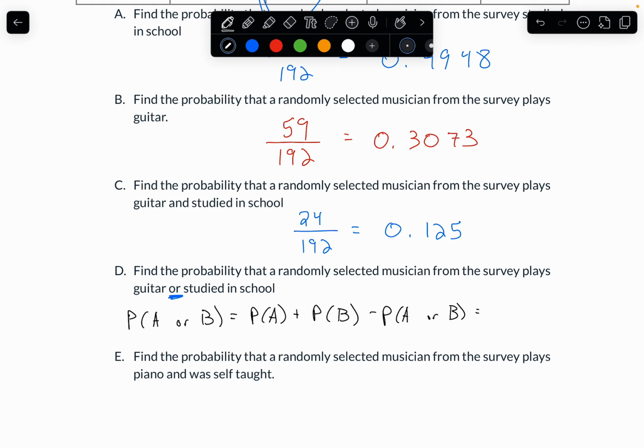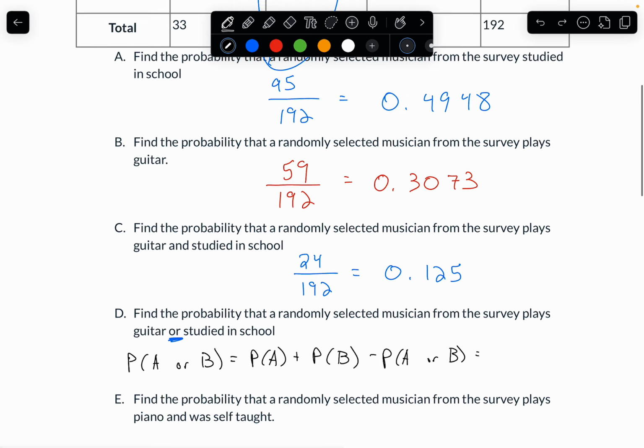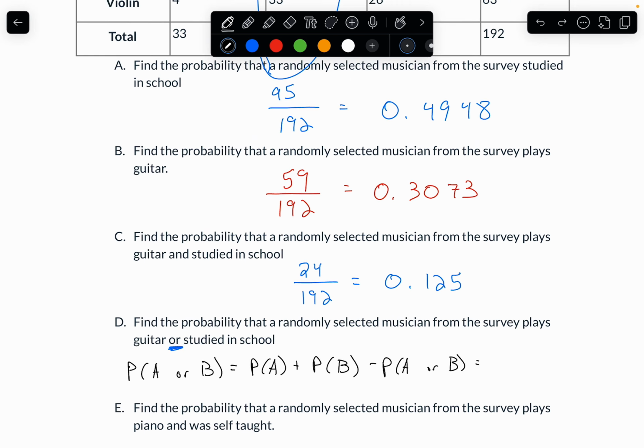So let's talk about the probability that they play guitar first. The probability that they play guitar, and we can actually use the work that we did above, the probability that they play guitar was 59 out of 192. So 59 out of 192 plus the probability that they studied in school. That was from Part A. The probability that they studied in school was 95 out of 192, minus the probability that they both played guitar and studied in school. Well, we found that in Part C. That was 24 out of 192.